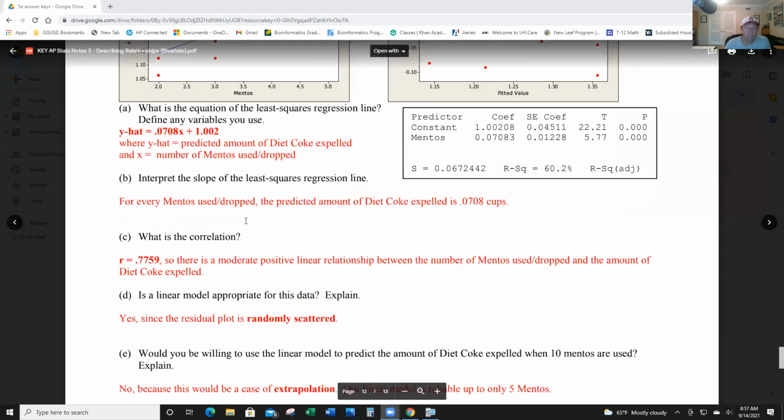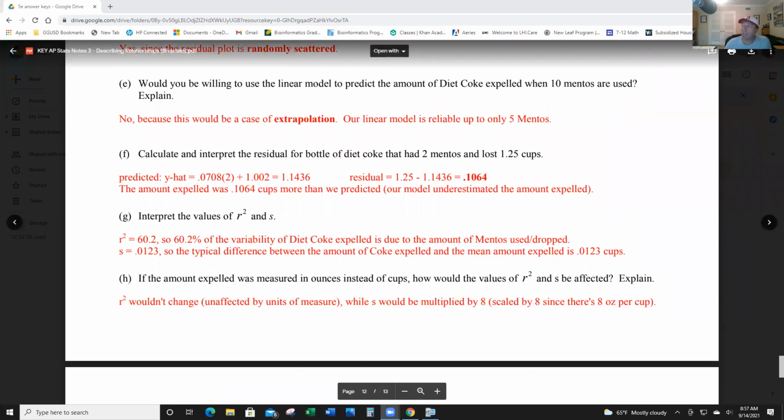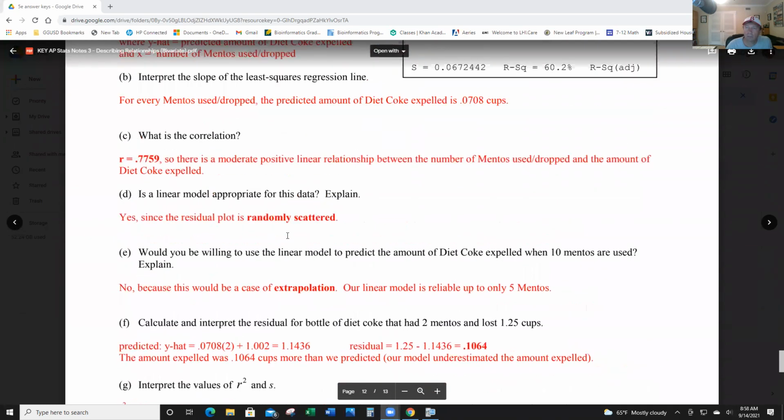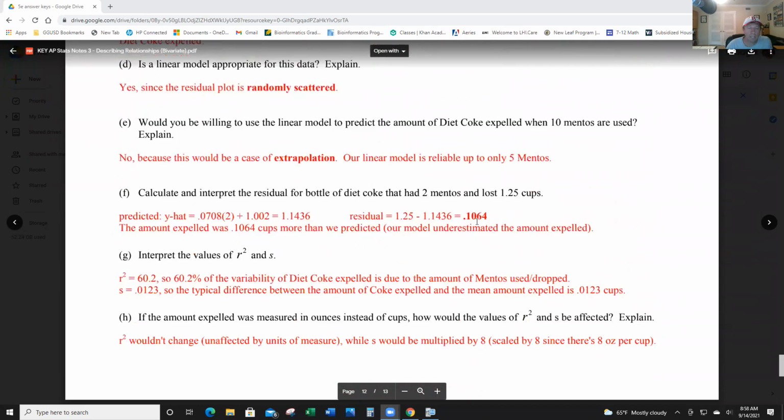Okay, so I'll word it a little bit differently. The typical difference between the amount of Coke expelled and the mean amount of Coke expelled is... wait, I had the wrong number there. What did I do wrong there? Hold on, everybody. It's 0.06. Sorry about that. So I'm going to scratch this out. I don't like when mistakes happen, but we're going to roll with this. I'm going to write it right here. So it's about 0.06.